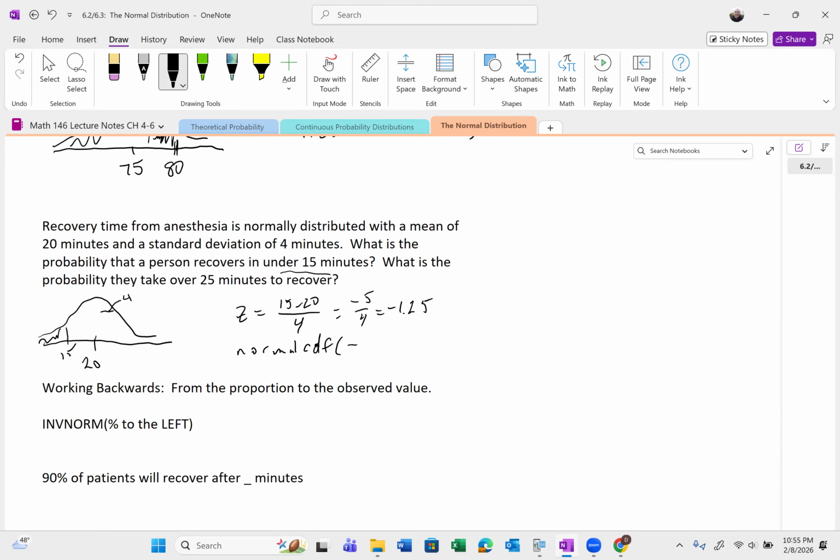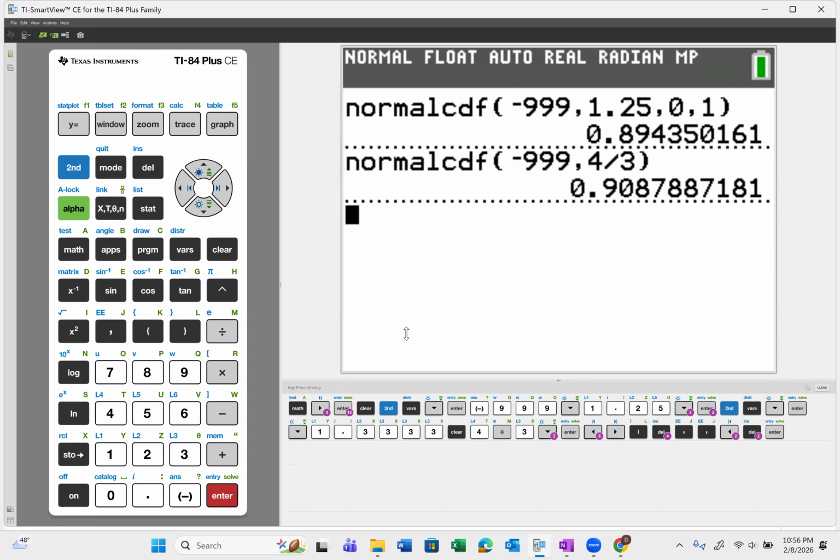And I want to go from negative infinity up to negative 1.25. Again, you can stop there if you have to type it in yourself. But if you do that fancy building thing, you want it to be 0 and 1 for the mean and the standard deviation. So let's hop over to the calculator.